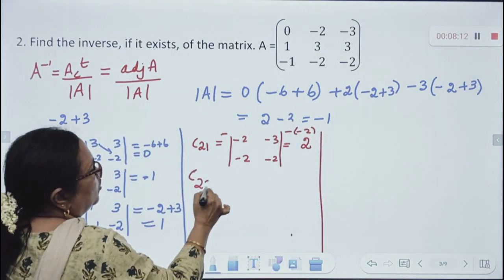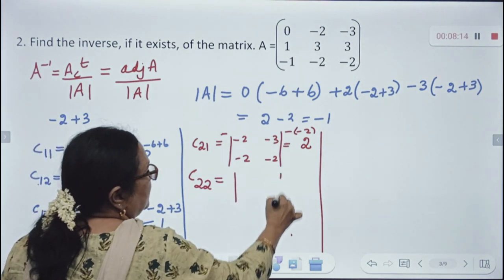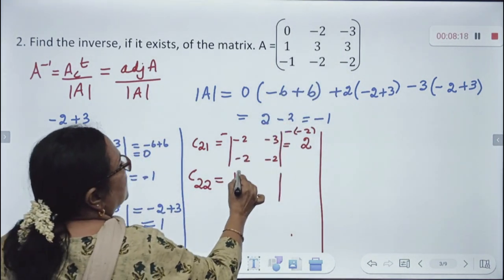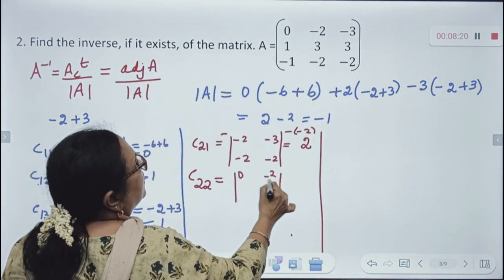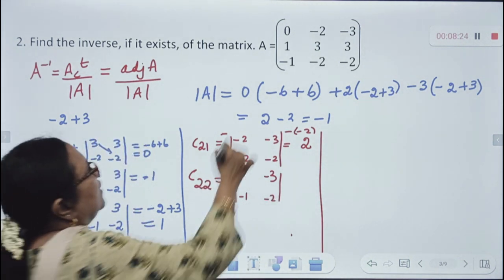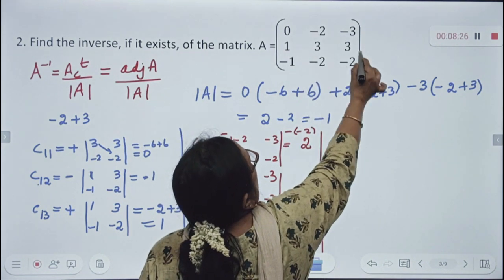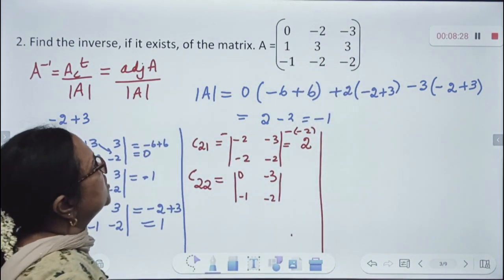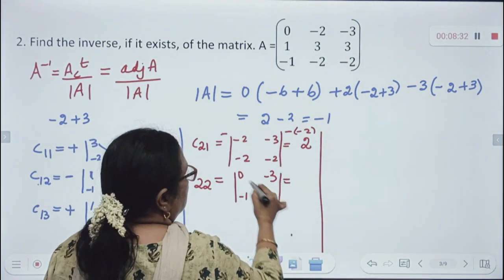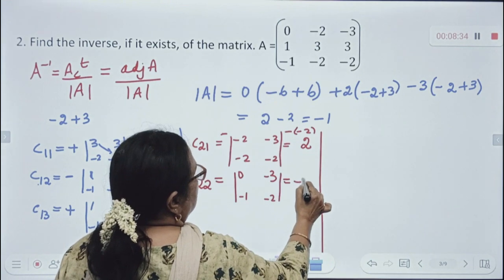Now C22, I don't have to change the sign. For this element, leave out that column and row. I will get 0, minus 3, minus 1, minus 2, corresponding to this element, this row and this column. What will be the value of this? This is 0, minus 3.